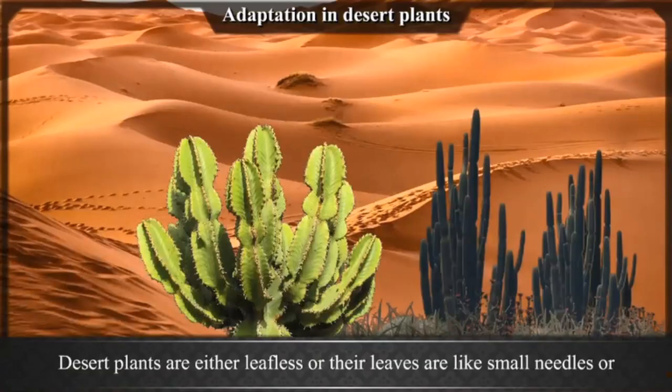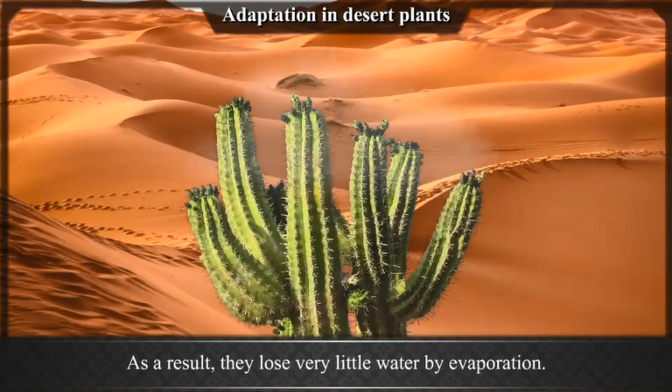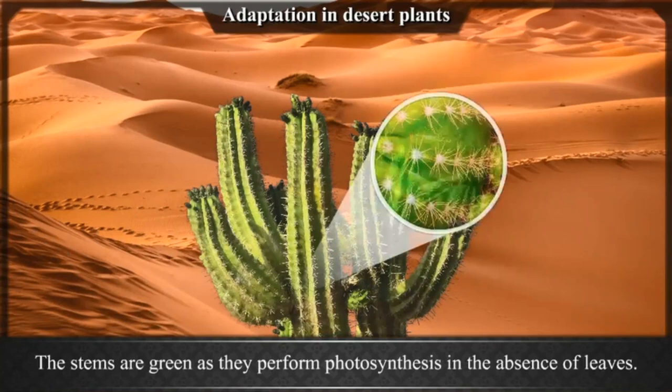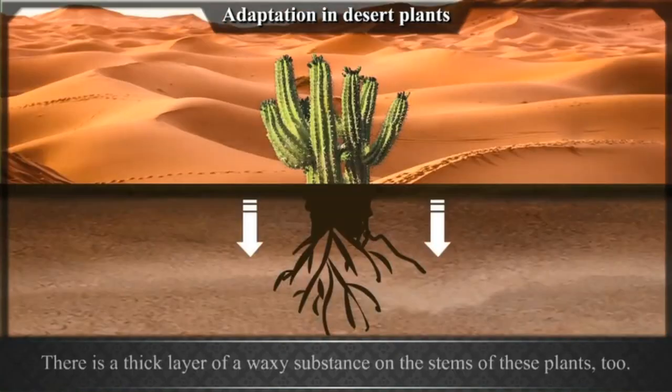Desert plants are either leafless or their leaves are like small needles or have been modified into thorns. As a result, they lose very little water by evaporation. The stem stores water and food and is therefore fleshy. The stems are green as they perform photosynthesis in the absence of leaves. Their roots penetrate deep into the soil in search of water. There is a thick layer of a waxy substance on the stems of these plants too.